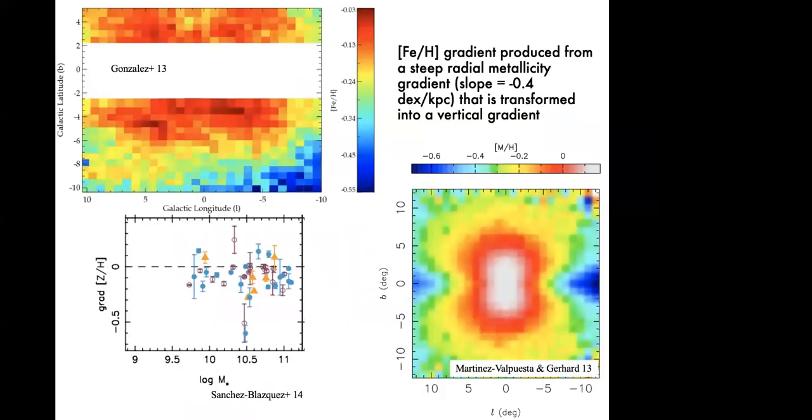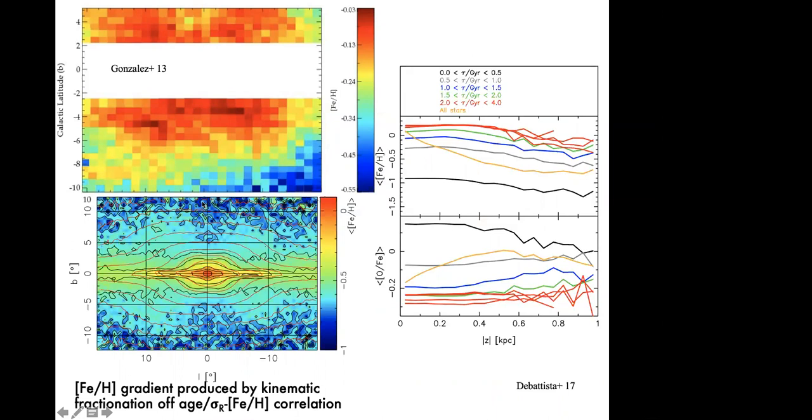In terms of producing a vertical metallicity gradient, this is the metallicity map of our simulation. You can see there's a metallicity gradient. The way we do that is not by doing anything special to different metals. The way we do it is that stars of different ages have very different vertical profiles.